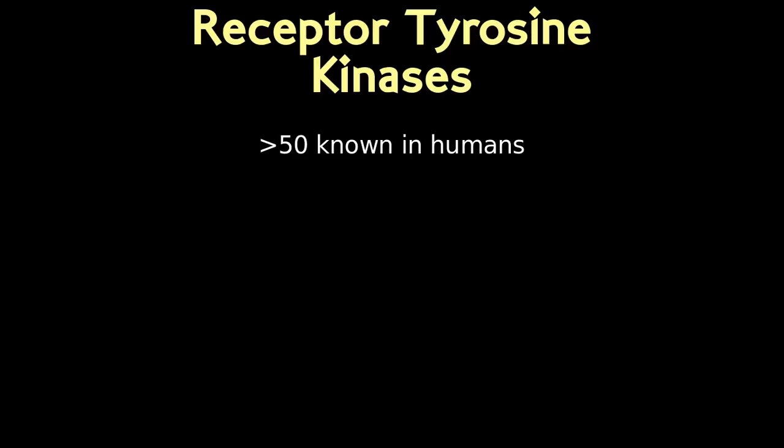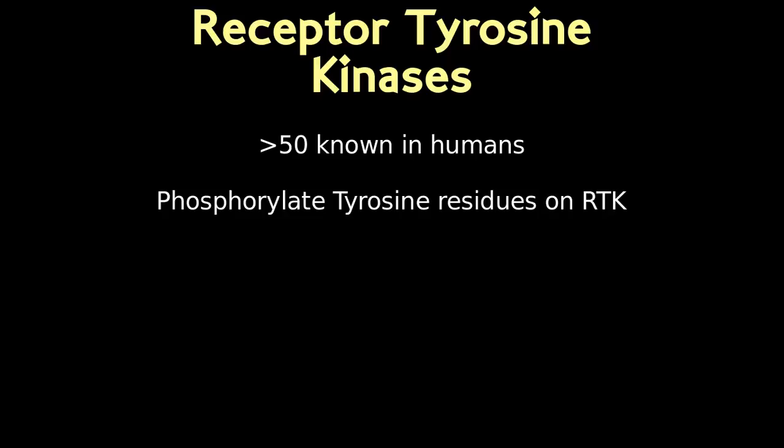So there's actually a lot of them. There's more than 50 in humans. Actually, I think this number has gone up quite a bit in the last few years. And what they do is something kind of interesting. They will phosphorylate tyrosine residues on themselves. They're an enzyme that phosphorylates itself. And they tend to phosphorylate tyrosines, which encapsulates the name right there. They are a receptor that will phosphorylate tyrosines on themselves.